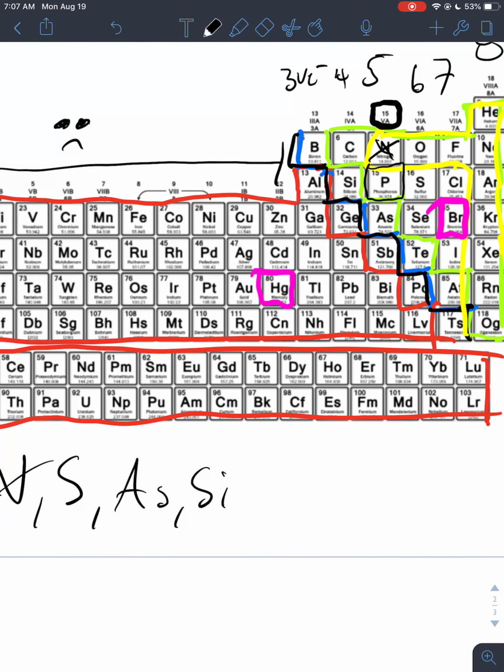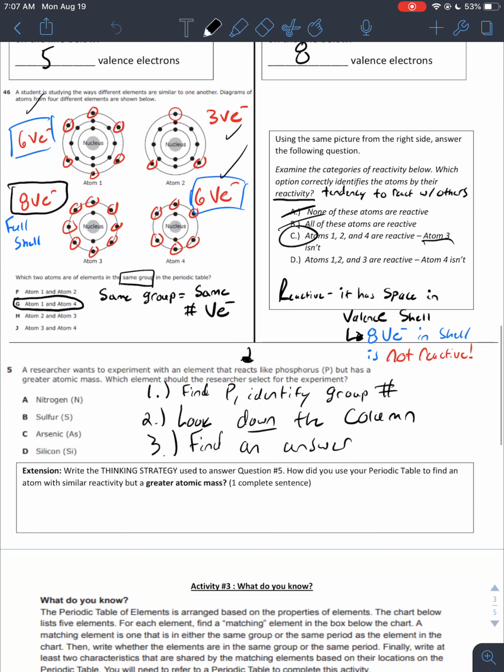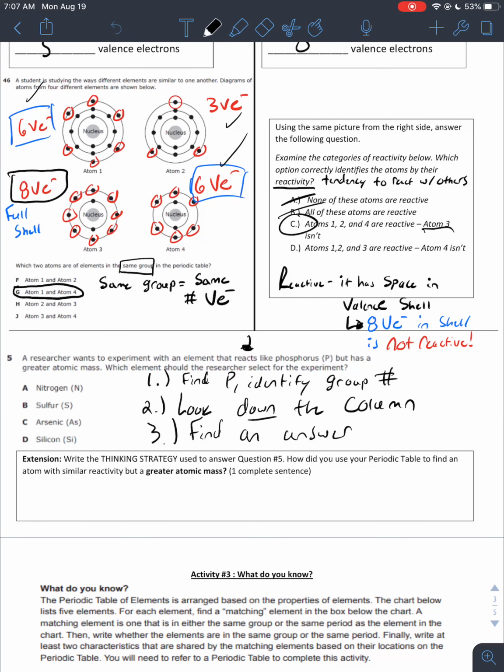Next up, sulfur. I find sulfur, and I see that that's in group 6. It does not have the same reactivity. The researcher is not looking for it. Get rid of sulfur. Find arsenic, and I think I have my winner. I see arsenic is in group 5, and it is below phosphorus. That is exactly what the researcher is looking for, because if it's below, it means it has a greater atomic mass. I can circle arsenic, okay? This is going to be the end of the video here.